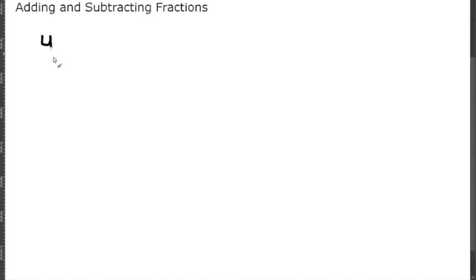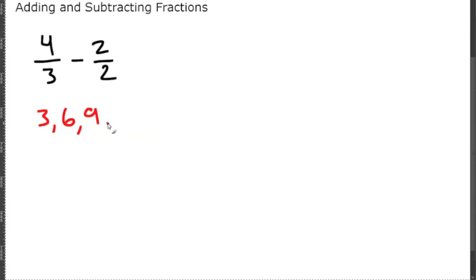Let's say I give you 4 over 3 minus 2 over 2. Right off the bat, these are not the same denominator, so we have to find a common denominator. So let's write out the multiples for 3. So 3 times 1 is 3, 3 times 2 is 6, 3 times 3 is 9, 3 times 4 is 12, and I think that should be enough numbers because these are pretty small, so you don't have to go very far to find something that's in common.